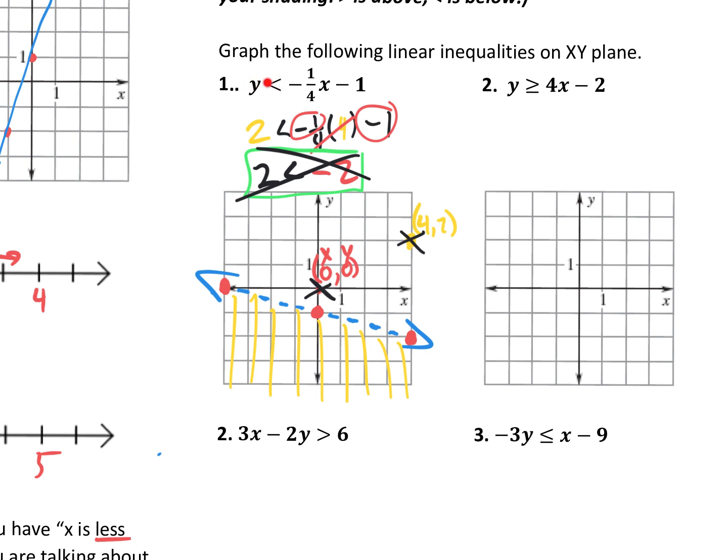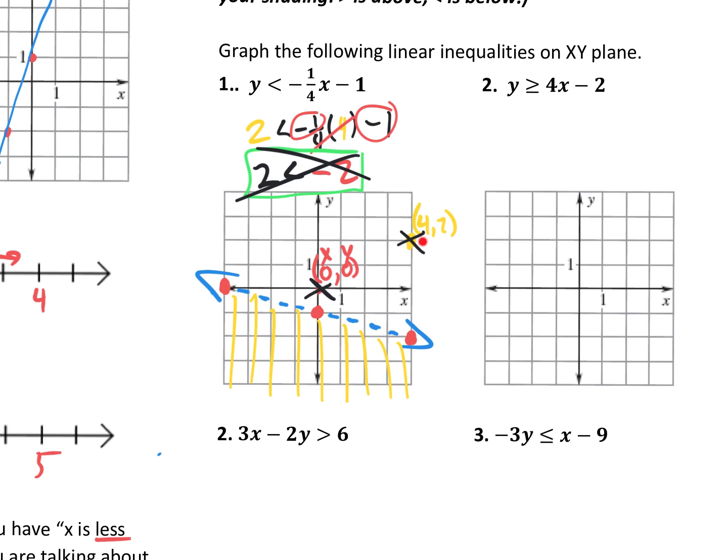Is that a greater than or a less than symbol? That's a less than symbol. Y is less than. So if I go to any part of this line and I put my pencil on it at this red dot, where would the less than be? Would it be above on the Y or below on the Y? It'd be below on the Y. So that's how I know I have to shade in the bottom.